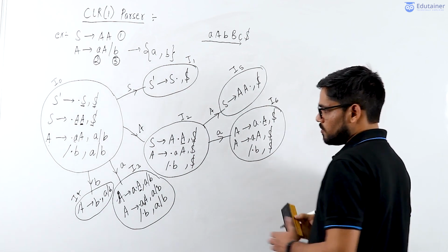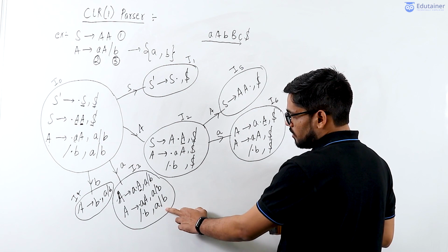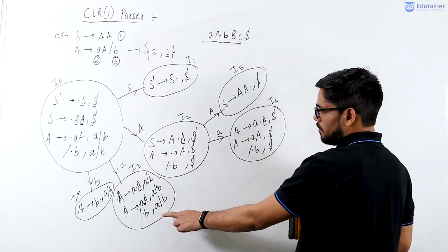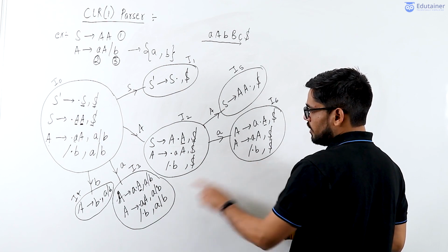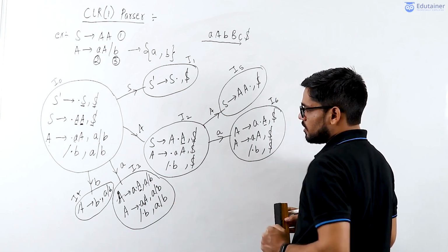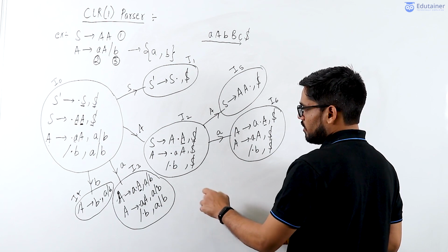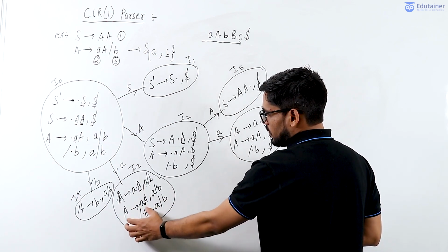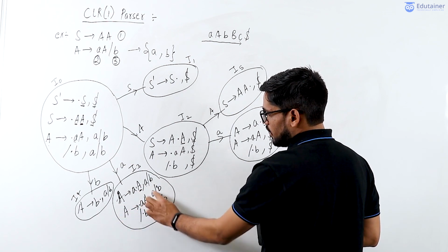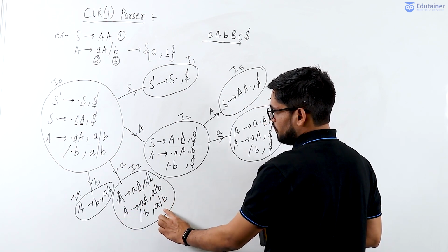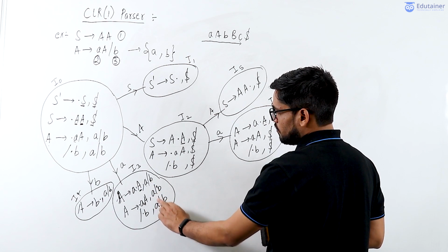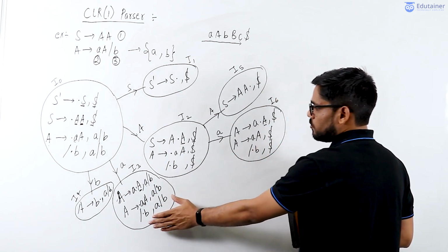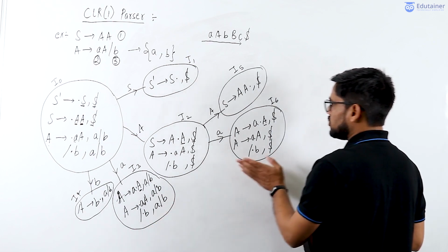So if you observe carefully, state number I3 and state number I6 look the same. Okay, you feel that these two states are same, but they are not. Why? Because they have the same canonical collection of LR0 items, but they are different in terms of look ahead symbol. Here the look ahead symbol is A, B, and here the look ahead symbol is $. That's why I have to separate state number I3 from state number I6.